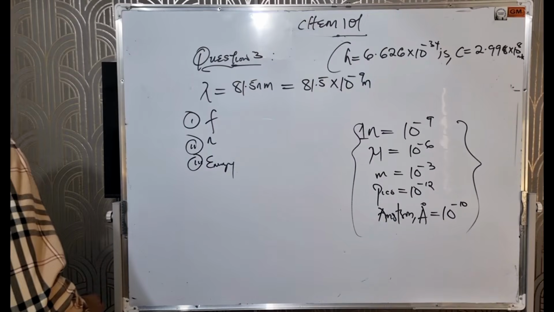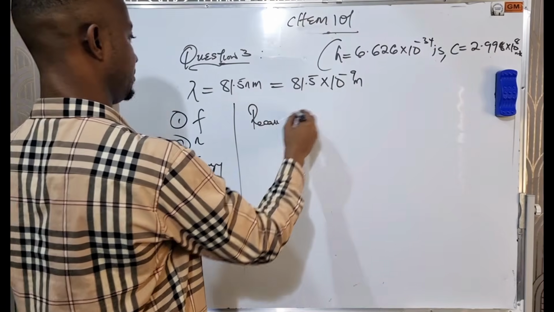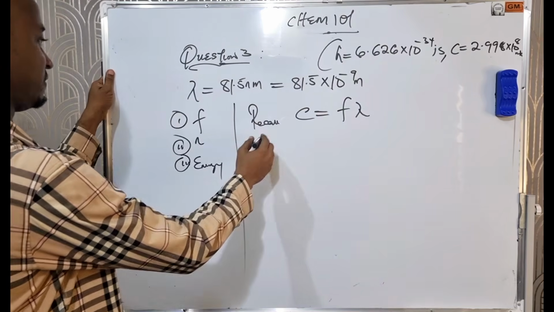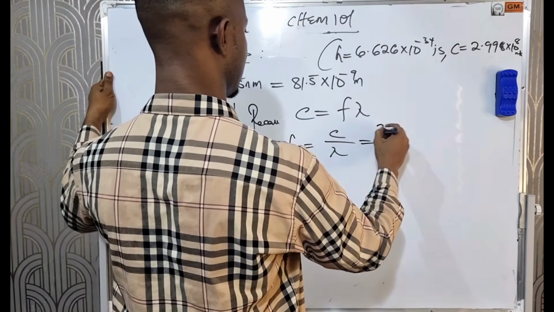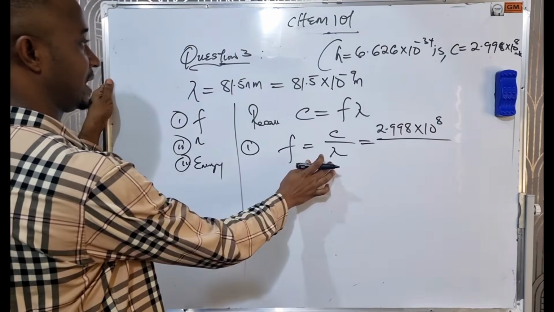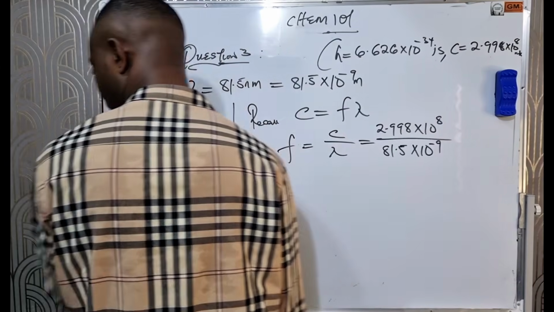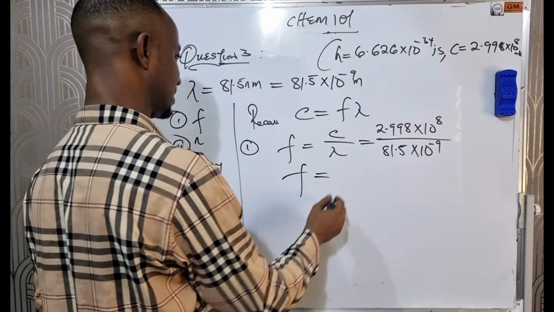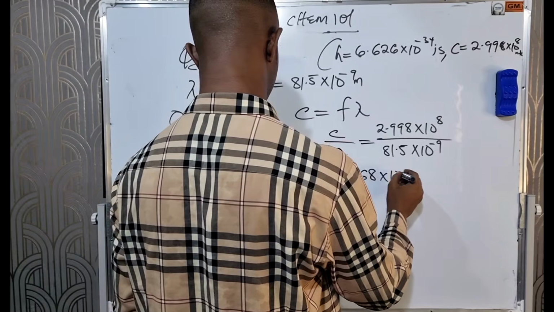So let's quickly find this. The first one says find the frequency, right? Just recall that speed of light equals f lambda. So to find the frequency, it becomes the speed of light divided by lambda. The speed of light is 2.998 times 10 to the power of 8, divided by our lambda, 81.5 times 10 to the power of minus 9. So we divide 2.998 by 81.5. When we divide these two, we're going to have our frequency as 3.68 times 10 to the power of 15 hertz.